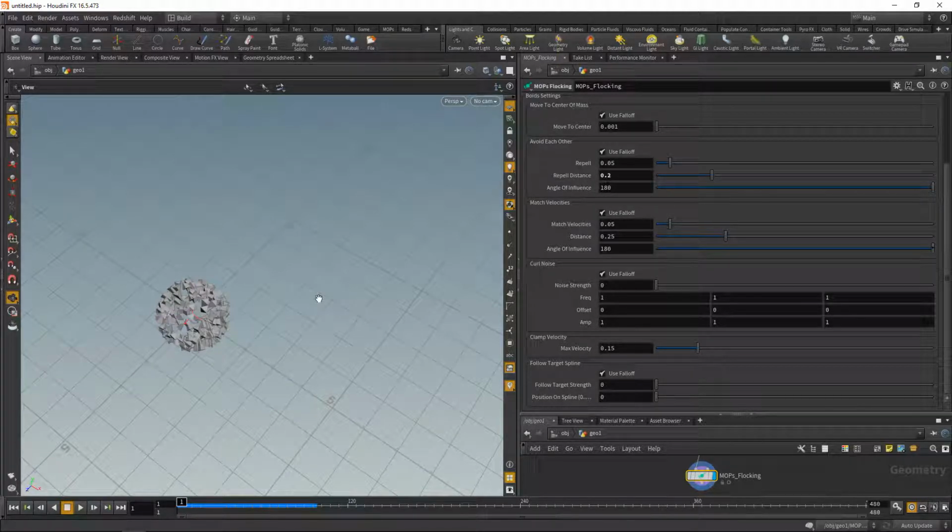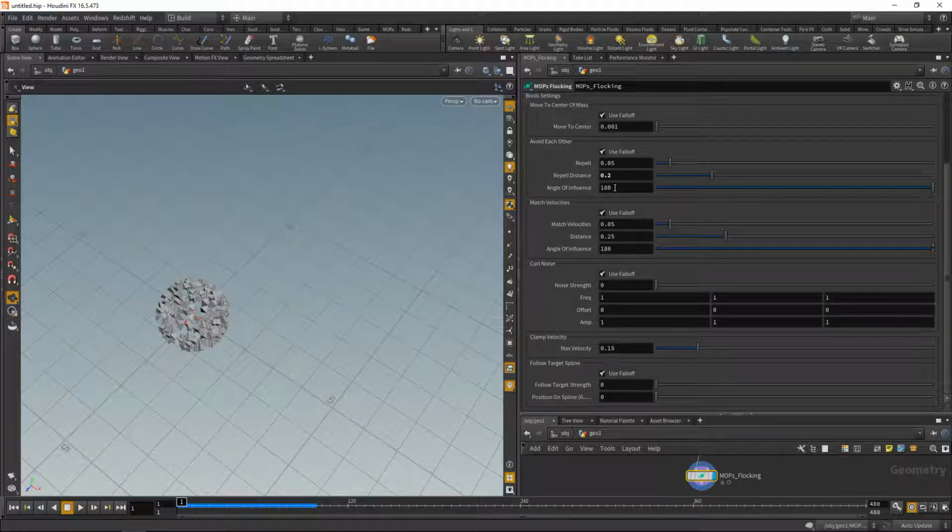And you'd have to adjust this repulsion distance according to the scale of your individual particles so that it doesn't intersect with other particles. Also, here's the angle of influence. So when you look at the direction in which the particles are moving, the way my particle system is set up now, each particle will only look for colliding particles in front of it in an angle of 180 degrees.